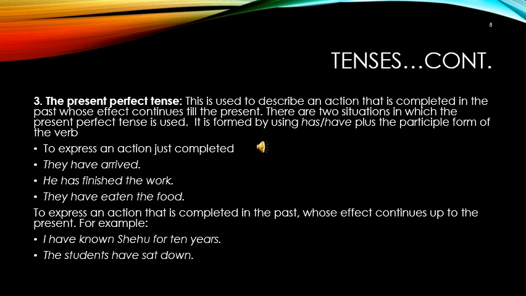The present perfect tense is used to describe an action that is completed in the past, whose effect continues till the present. There are two situations in which the present perfect tense is used. It is formed by using has or have plus the past participle form of the verb. Example, to express an action which is just completed: They have arrived. He has finished the work. They have eaten the food.